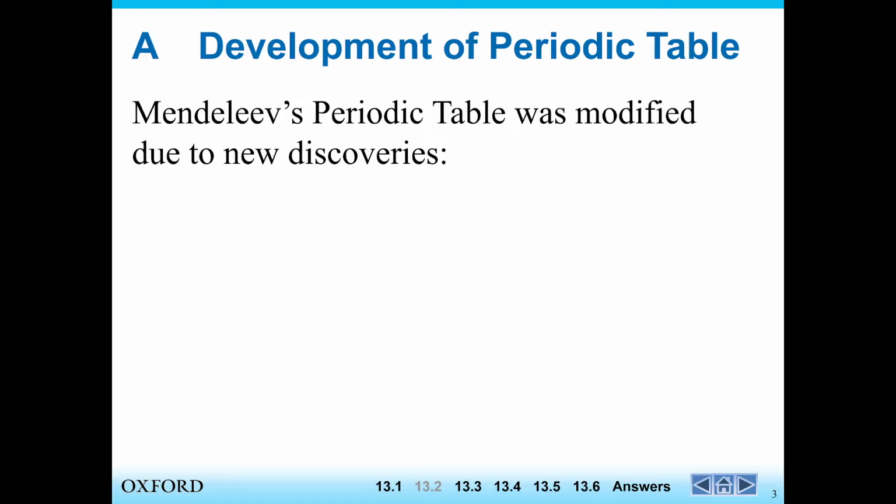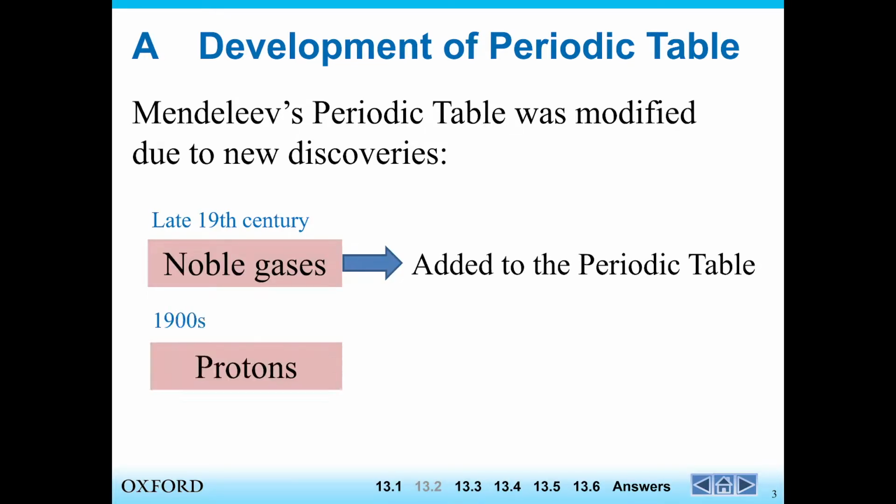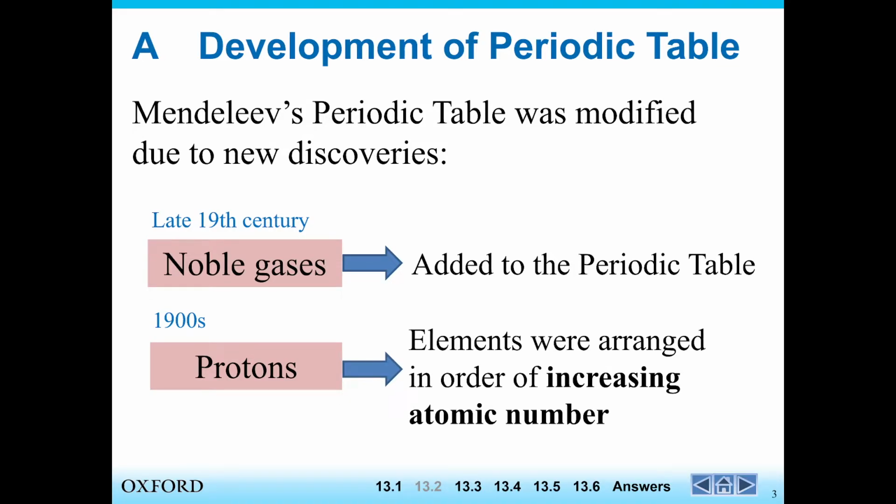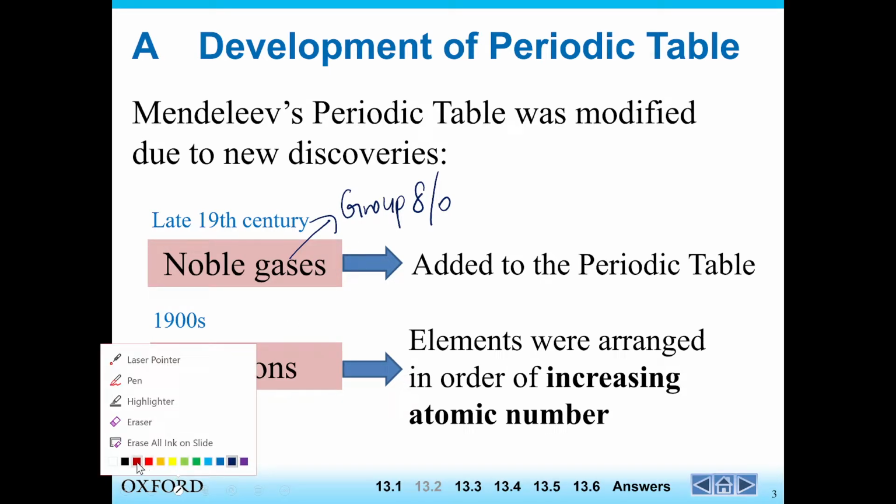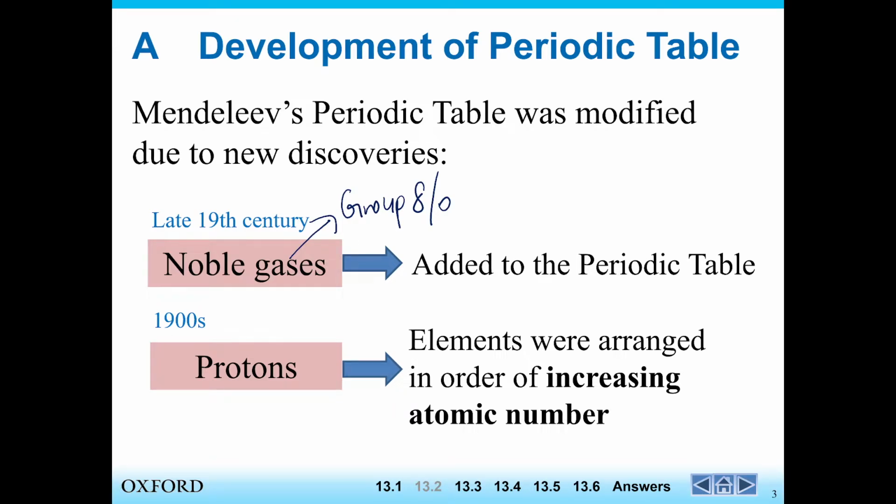Now, the problem with his periodic table was it was based on the mass of atoms. But later on, after the noble gases were discovered, what we call group 8 or group 0, that's the name of that particular group. We'll later learn the meaning of groups. Later on, some scientists further developed his periodic table into the periodic table that we have today. In the periodic table that we have today, elements are arranged according to their atomic number.